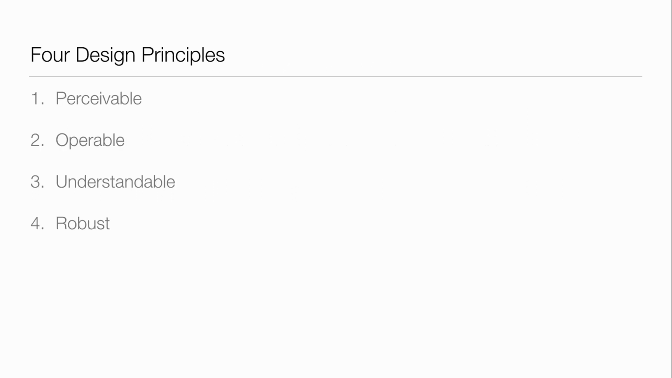There are 4 design principles in the WCAG guidelines. These are perceivable design, operational design, understandable design, and robust design.